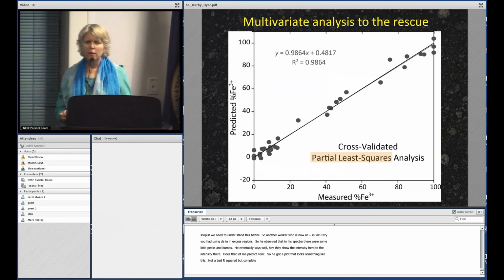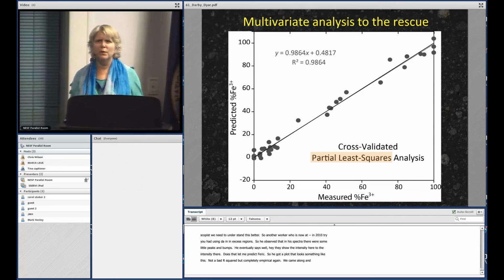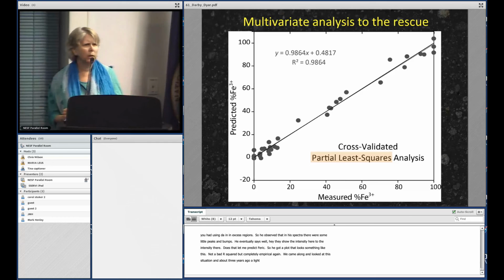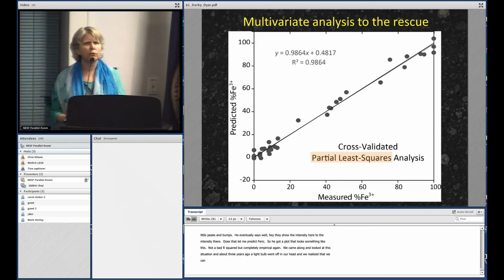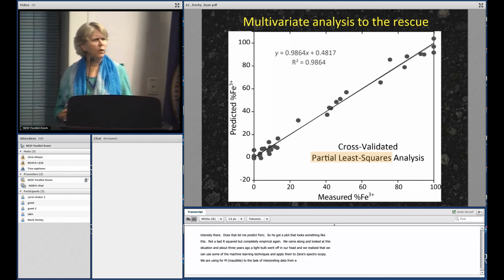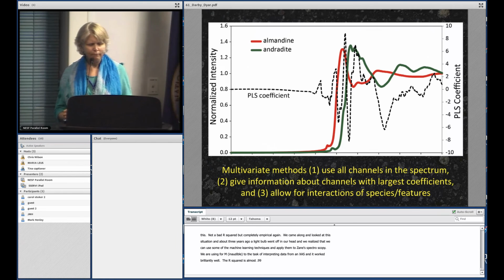So we came along and looked at this situation, and about 3 years ago a light bulb went off in our heads, and we realized that we could use some of the machine learning techniques that we're using for the ChemCam instrument on MSL and apply them to X-ray spectroscopy. Our first attempt was just to use partial least squares, which is exactly what we're using for ChemCam, to the task of interpreting data from XAS, and in fact it worked brilliantly well. You can see the R squared here is almost 0.99. So multivariate models have a tremendous amount of potential.